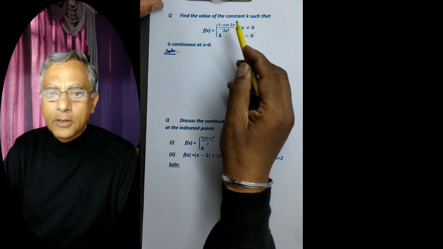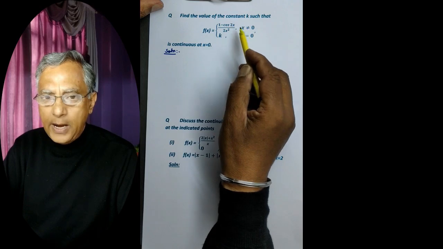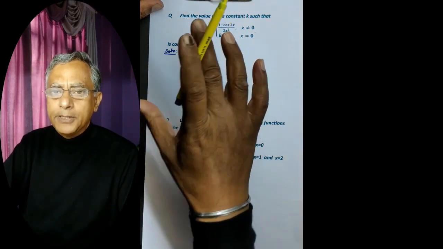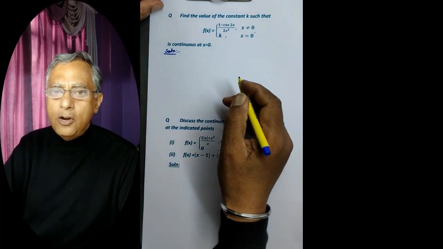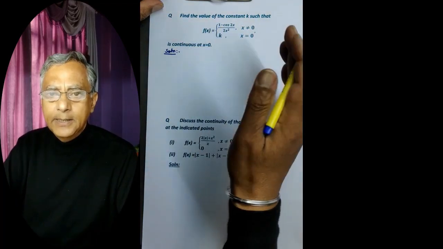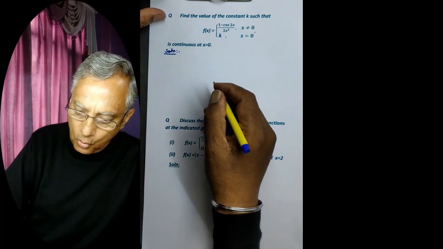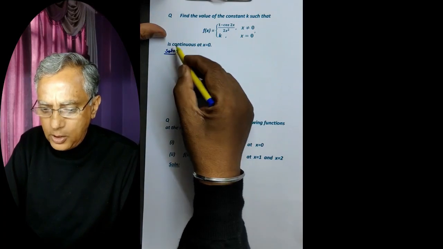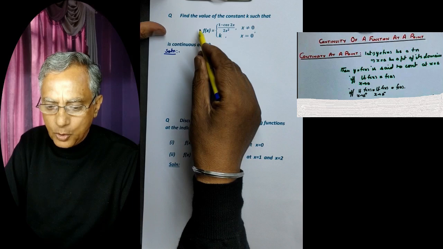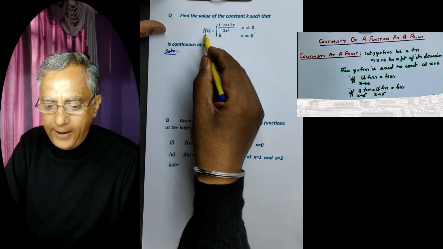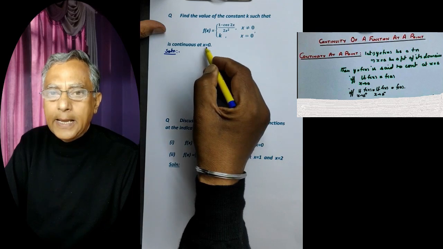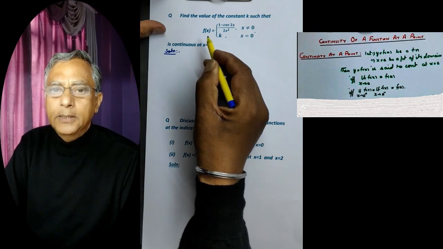Now the definition of the function for x less than 0 and x greater than 0 is the same. So we can consider both the limits together. We need not consider left and right limits separately. So in order to check the continuity, we have to check that limit x approaches 0, f(x) and value of the function at x equal to 0 are both equal.